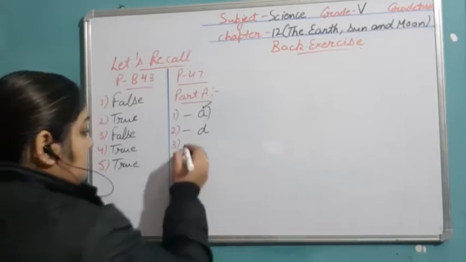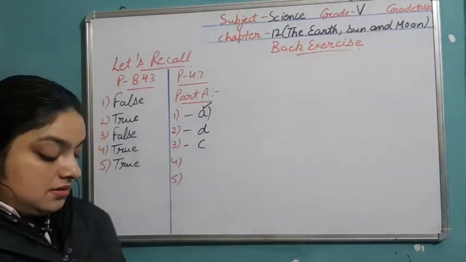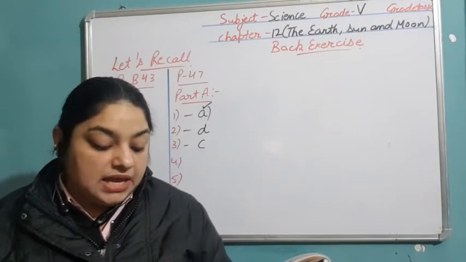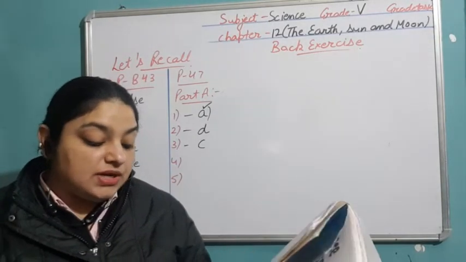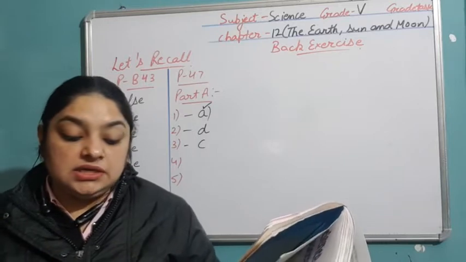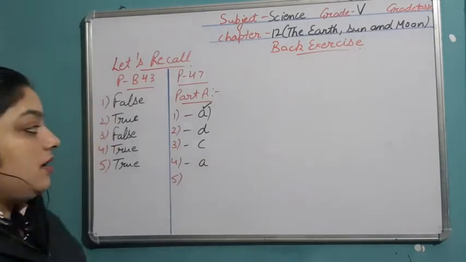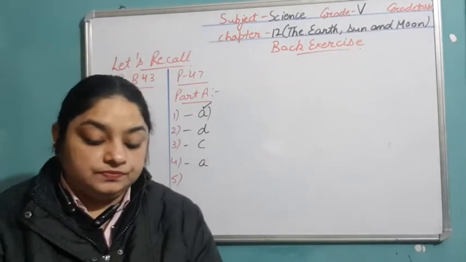Answer is C mantle. Who was the first man to step on the moon? A. Neil Armstrong, B. Edwin Aldrin, C. Michael Collins and D. Yuri Gagarin. Answer is A. Neil Armstrong. He was the first man to step on the moon.